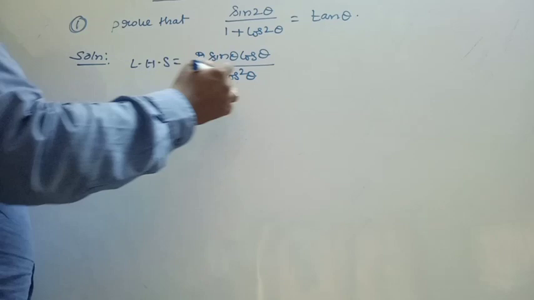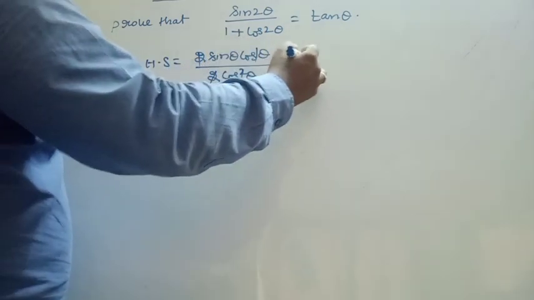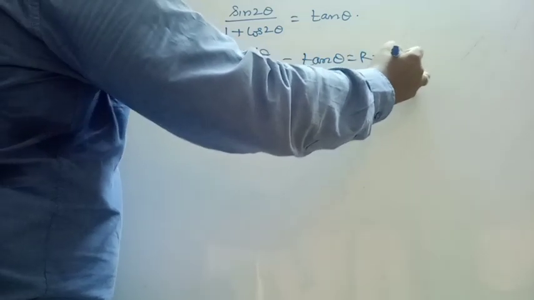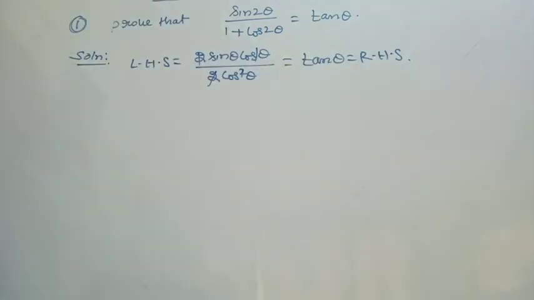2 cancels, 1 cos theta, 1 cos theta. Now sin theta by cos theta becomes tan theta. This is what you have got, the right hand side part. You took the left hand side part and you got the right hand side part nicely, right, my dear students?